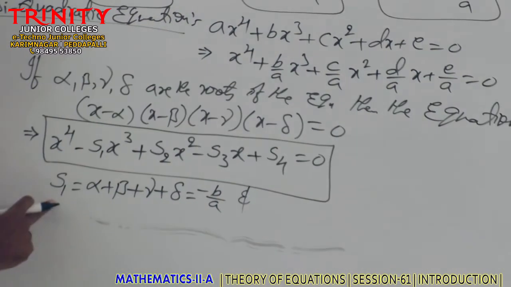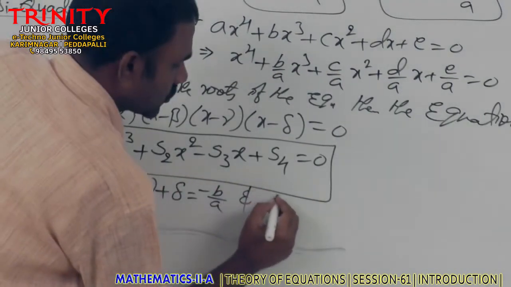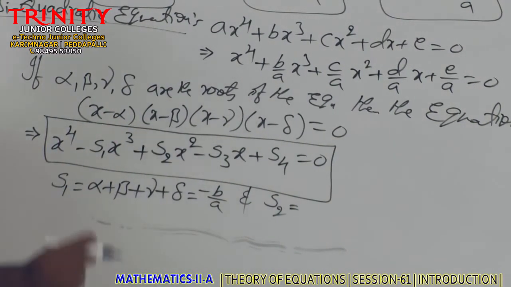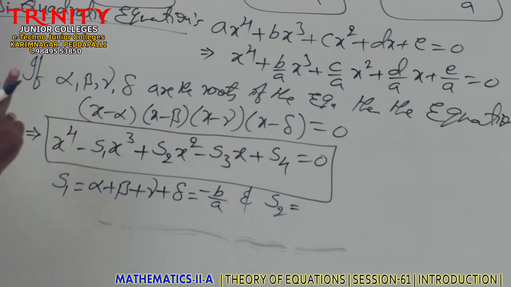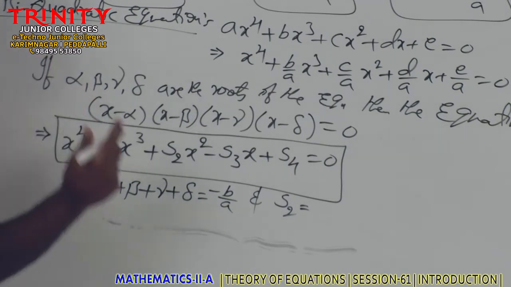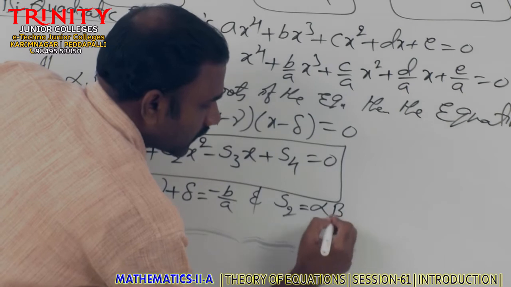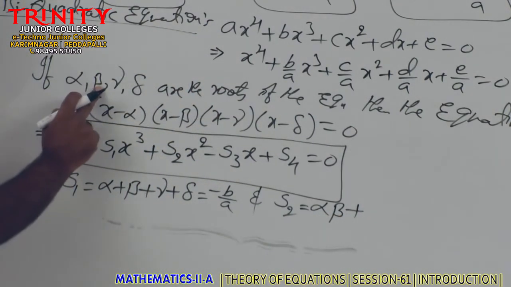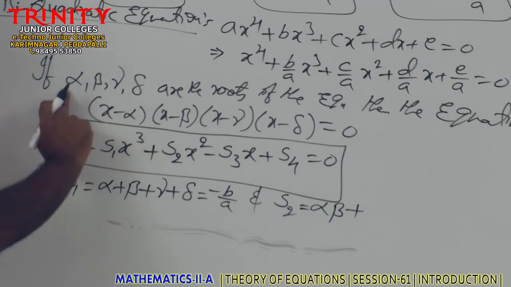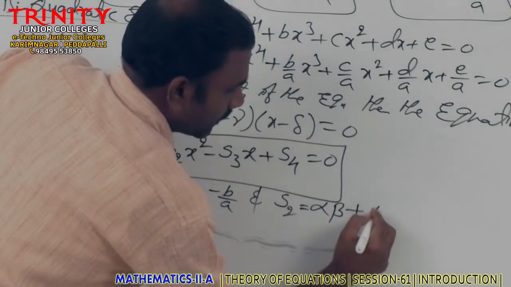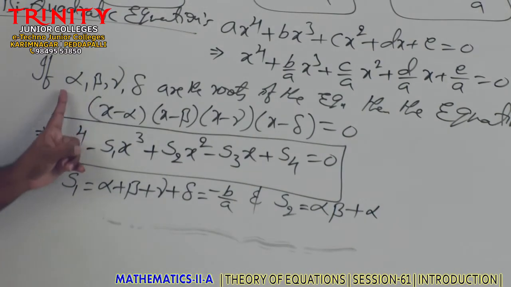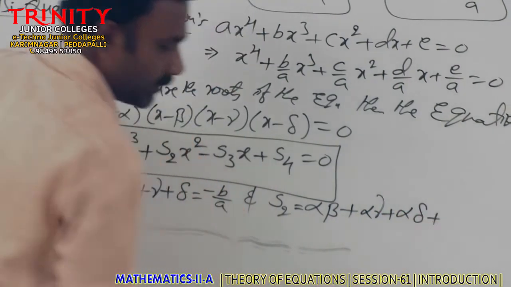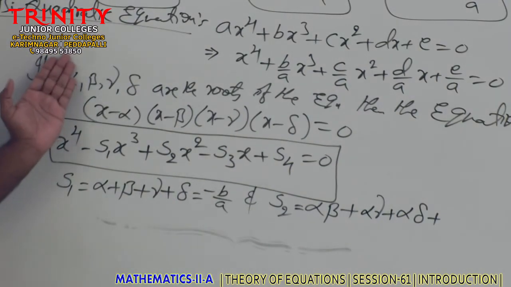And this is S1. Now S2. S2 is nothing but what? Sum of the products of two roots. Alpha into beta, plus. First you finish the combination of alpha: alpha into beta plus alpha into gamma plus alpha into delta. Alpha beta, alpha gamma, alpha delta. This is the alpha combination, product of two roots.